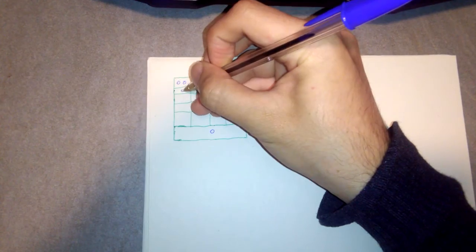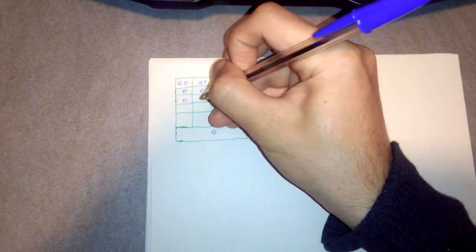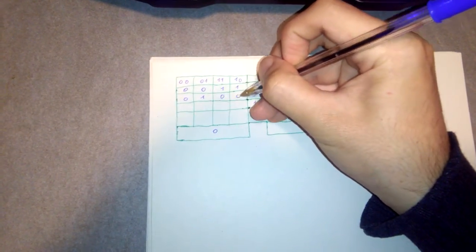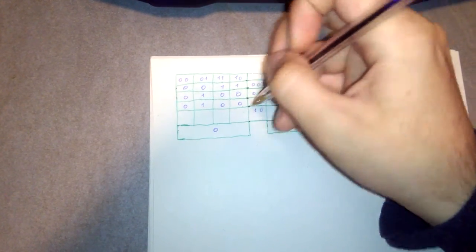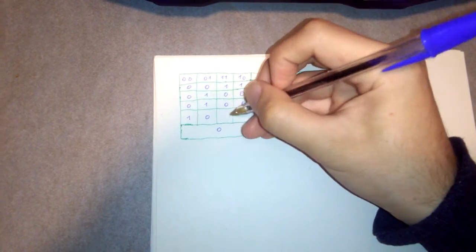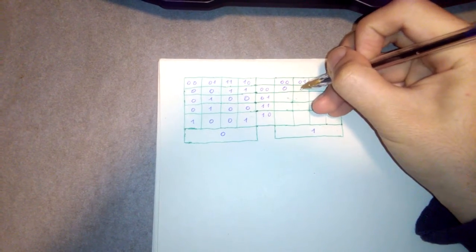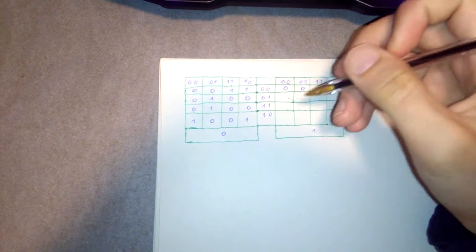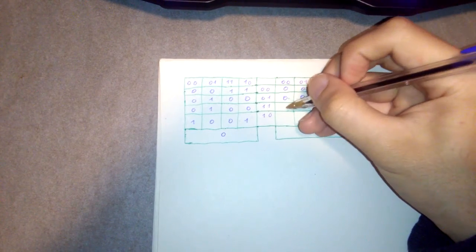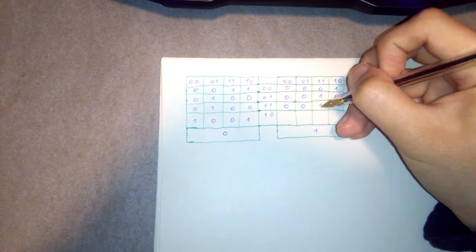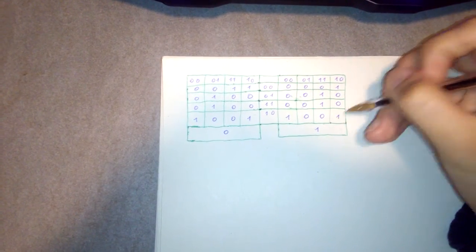And our entries are going to be 0, 0, 1, 1, 0, 1, 0, 0, 0, 1, 0, 0, 1, 0, 0, 1, and then here we have 0, 0, 0, 1, 0, 0, 1, 0, 0, 0, 1, 0, 1, 0, 0, 1.